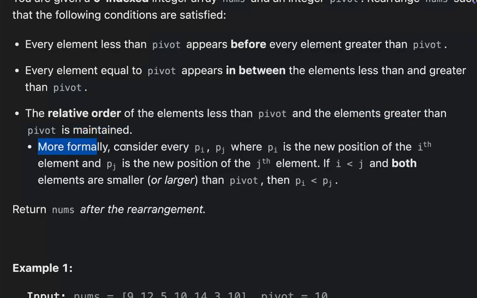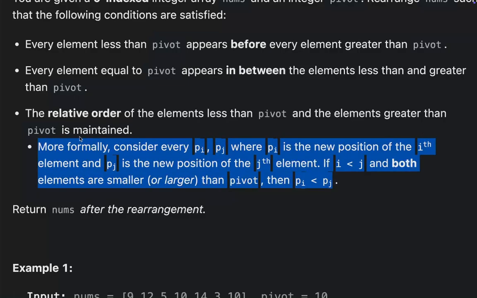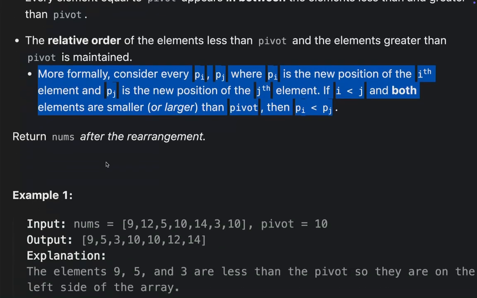More formally, consider every pi, pj, where pi is the new position of the ith element and pj is the new position of the jth element. If i is less than j and both elements are smaller than pivot, then pi should be less than pj. So this is a complex way of saying all the elements less than pivot should be before, all the elements greater than pivot should be after that, and the relative order should be maintained.